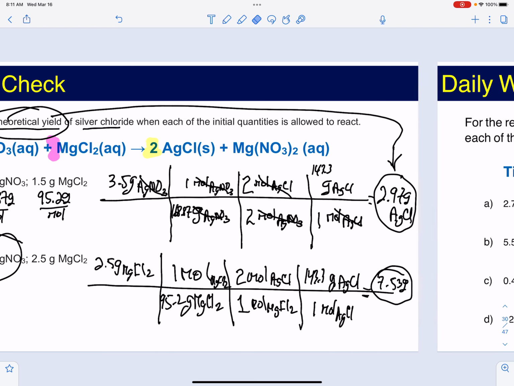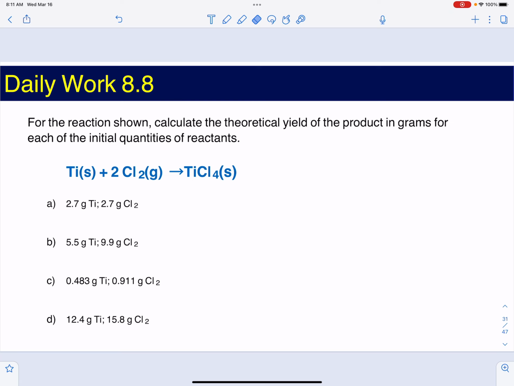So with that said, you should be able to do this daily work. Actually, let's go ahead and do only 2 of them. I think you already have enough practice. So only do the first 2, A and B only.